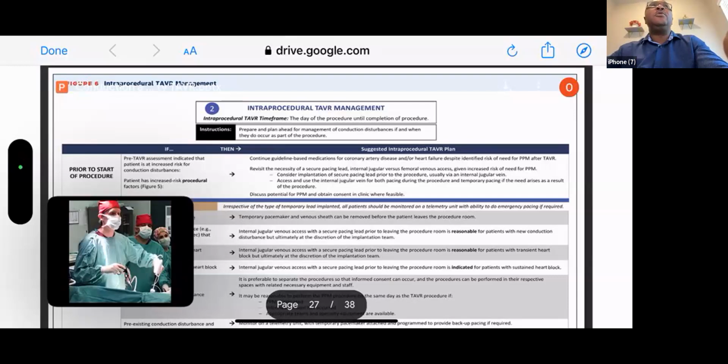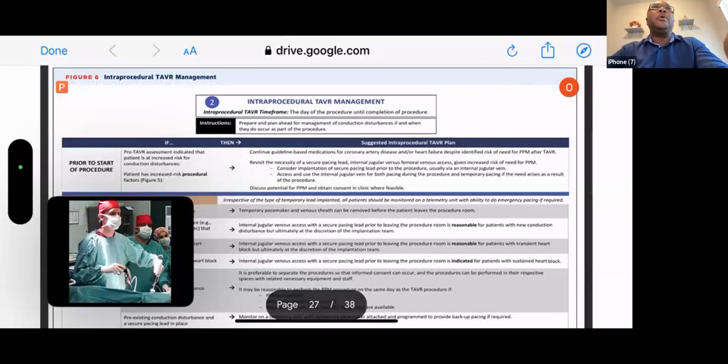Then if there's no new conduction disturbance, the temporary pacemaker, like I said, can be removed prior to the patient leaving the room. If the patient develops some conduction abnormality that needs the temporary pacemaker for some time, we keep it in for 24 to 48 hours and re-evaluate the patient. If after that the patient still has a need, we go ahead and recommend permanent pacemaker placement. But the patient needs to be monitored, and we make the decision based on that.